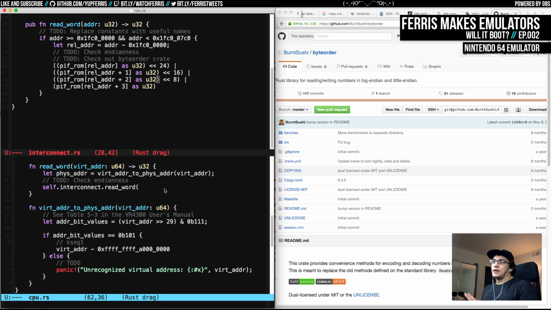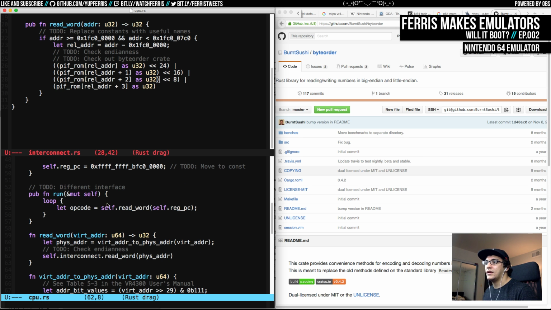Anyway, so we're going to read the word at the physical address from our CPU again. And what this is going to give us is opcode. Oh, no, wait, sorry, I had that wrong. I had this right. All it's going to do is return the byte read from the interconnect. Then opcode up here is what actually read that word from the PC. There we go.